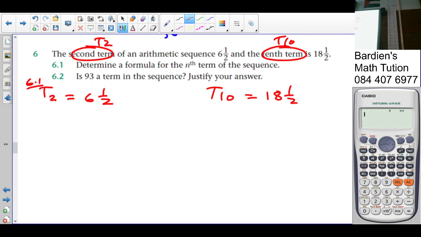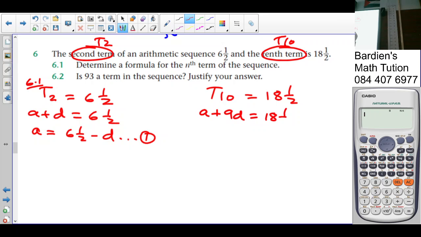Okay, so in 6.1, the question says determine the formula for the nth term. So for the formula, I need to know the first three terms, or I need to know the value of a and d. In order to get that, we are told the second term is 6.5. So that is a plus d equals 6.5. Make a the subject of the formula: a is 6.5 minus d. That's equation 1. Then we are told the 10th term is 18.5. So it's a plus 9d is equal to 18.5. And that's equation 2.